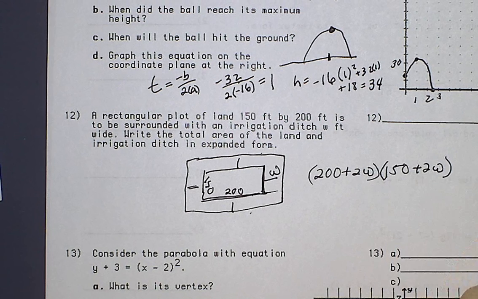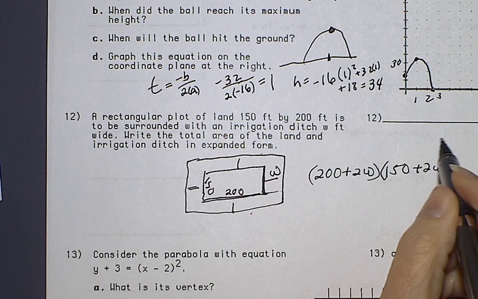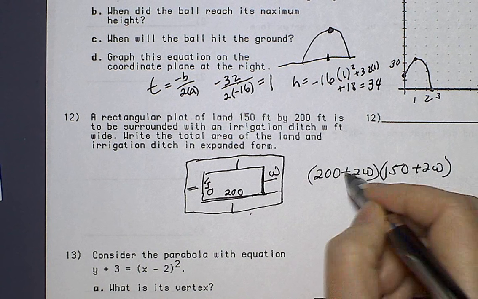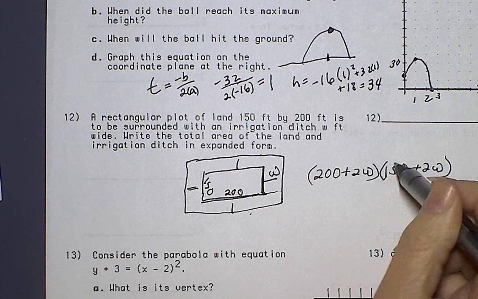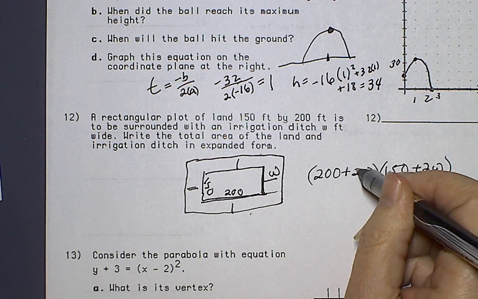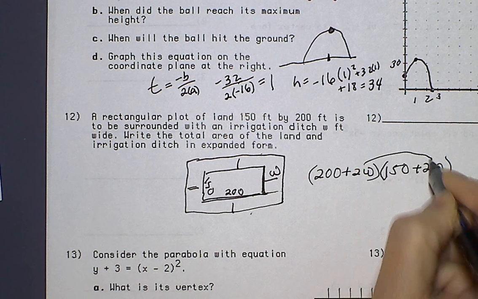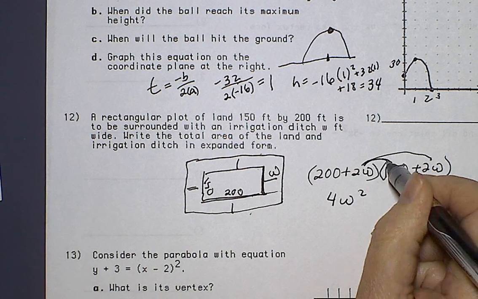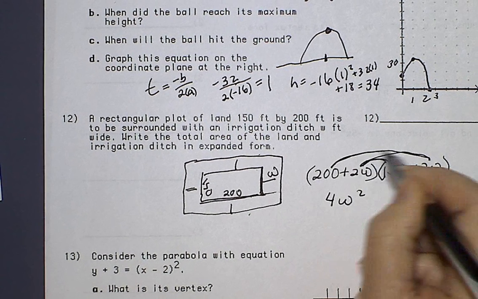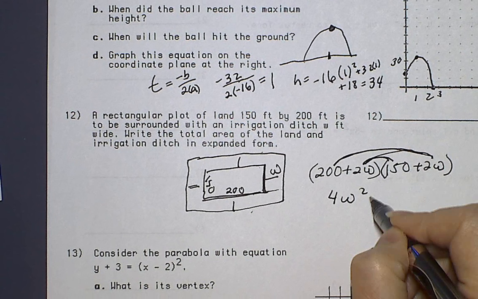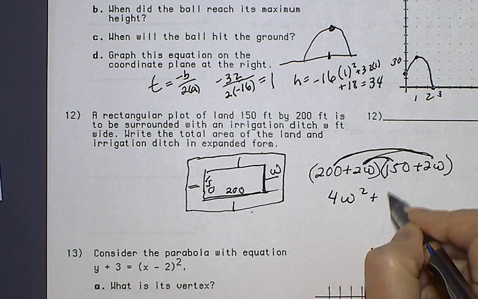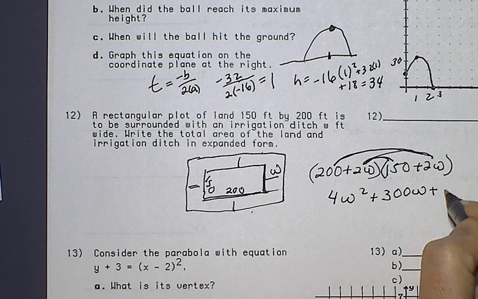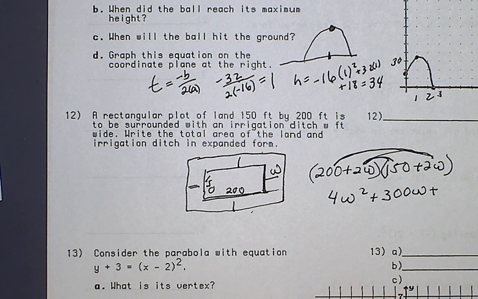And now it says expanded form, so that means I have to multiply it out. 2W times 2W gives me 4W squared. And then we have inner and outer. I have 2 times 150 is 300W, plus 2 times 200 is 400.